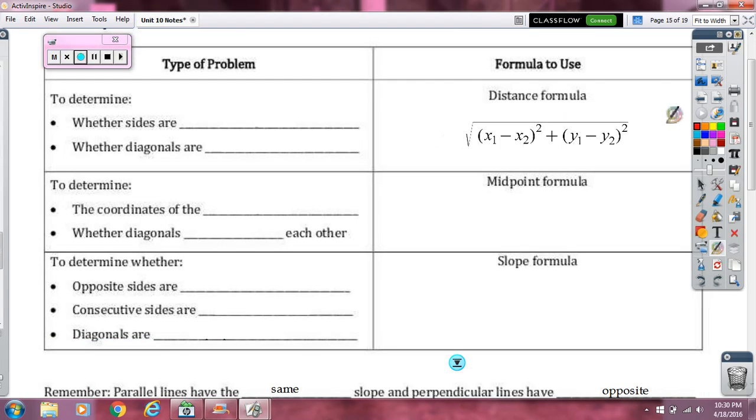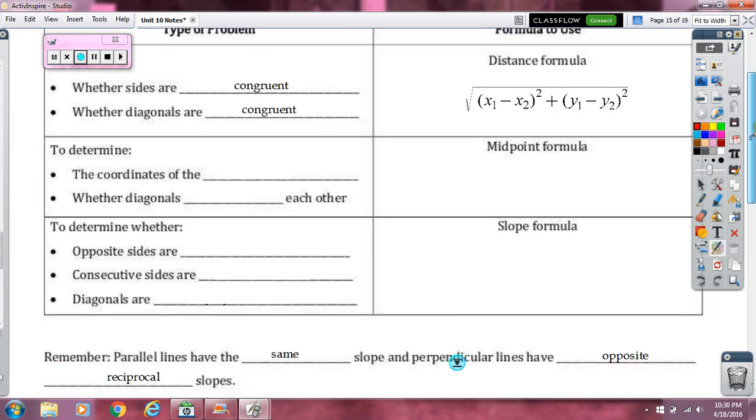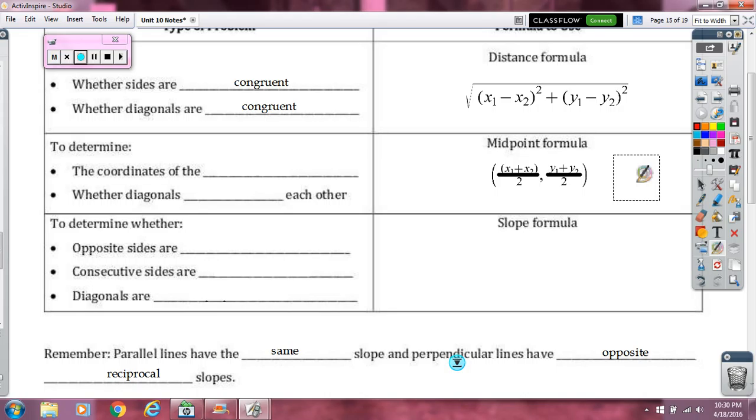First up, distance formula. There he is if you don't remember him. We're going to mainly be using the distance formula to decide if two sides of a quadrilateral are congruent to each other or if the diagonals are congruent to each other. And then we'll be using our BFF, the midpoint formula, to decide the coordinates of midpoints, and mainly to decide if diagonals are bisecting each other. So like if two diagonals have the exact same midpoint, that means they're cutting each other in half.